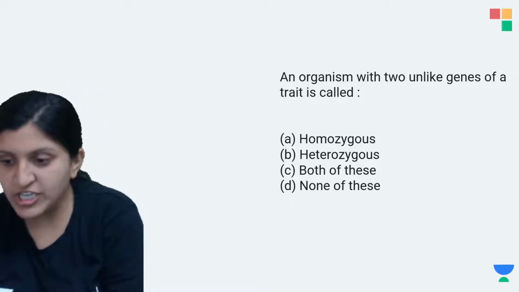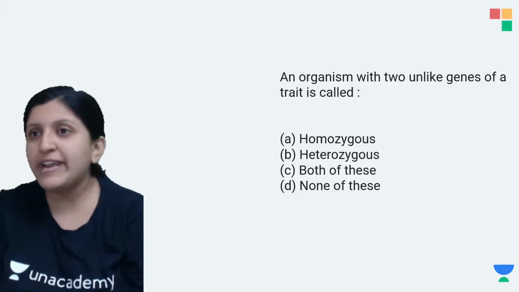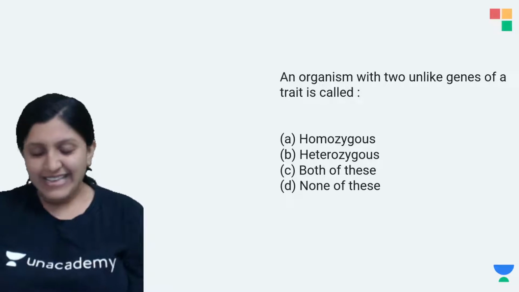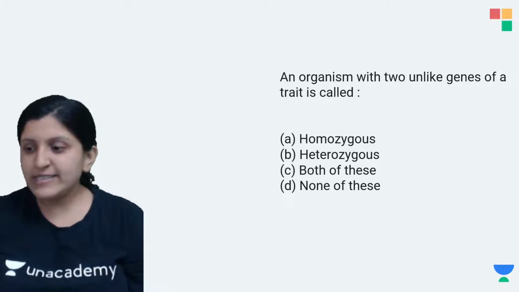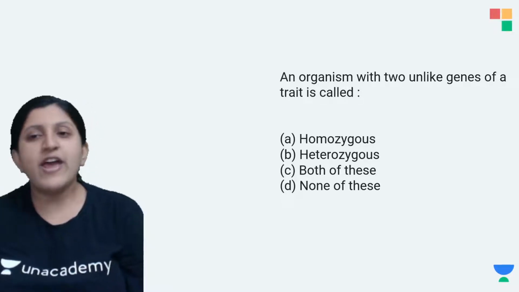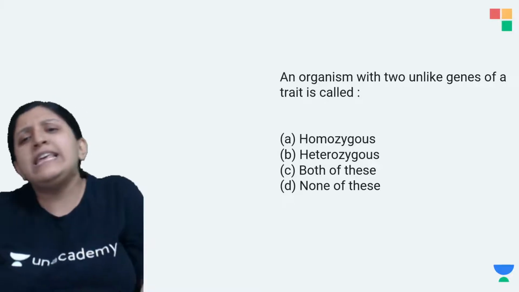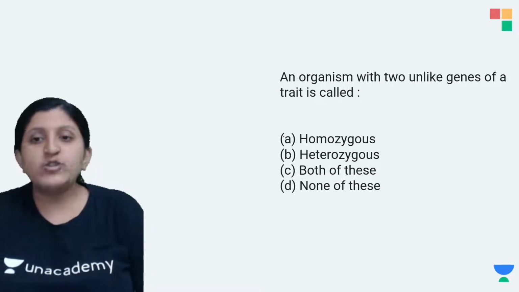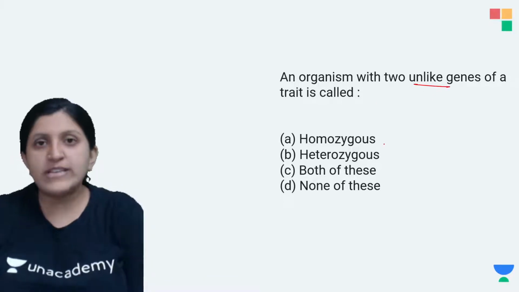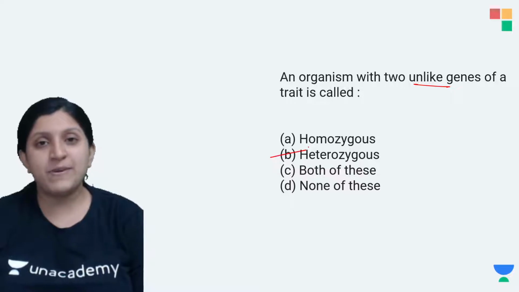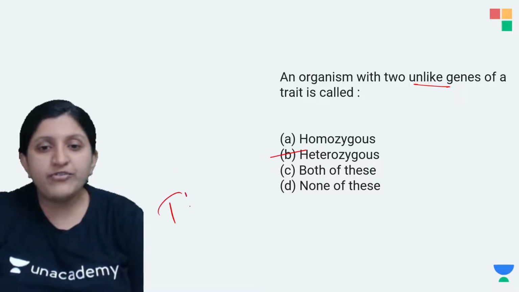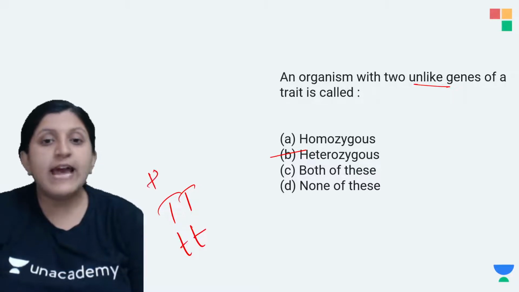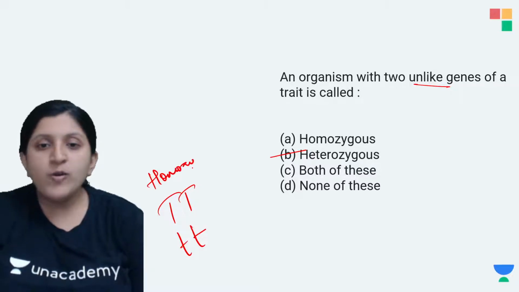Two like genes I already explained, two unlike genes also I already explained. Do you want me to explain this answer? An organism with two unlike alleles, or maybe genes itself. So what is unlike? They are not the same. Like, if this is the same, both of them are the same. In that case we use the term homozygous.